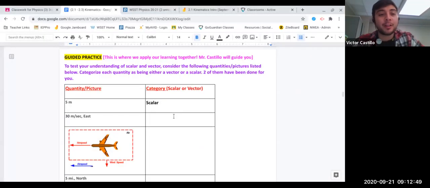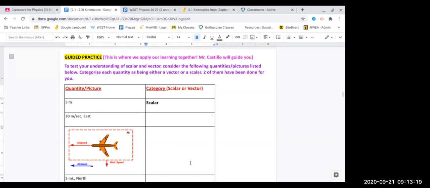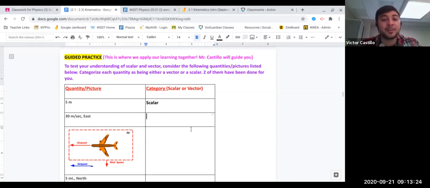Awesome. So let's go over the guided practice. So we know the first one is the scalar because it just does 5 meters and there's no direction. So it just shows magnitude. It just shows it's 5 meters, but 5 meters in what direction? So we know that one is a scalar. For the second one, would anyone on my Zoom session, my synchronous students, would anyone like to answer that? 30 meters per second east. Would that be a scalar or would that be a vector? Vector. Awesome. Thank you so much, Sarai.